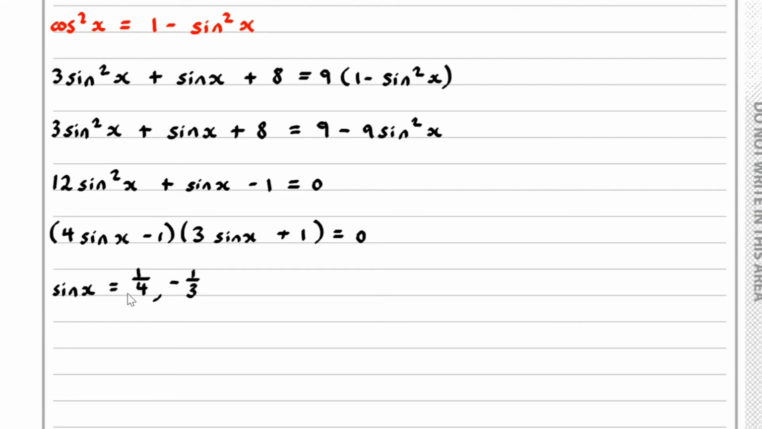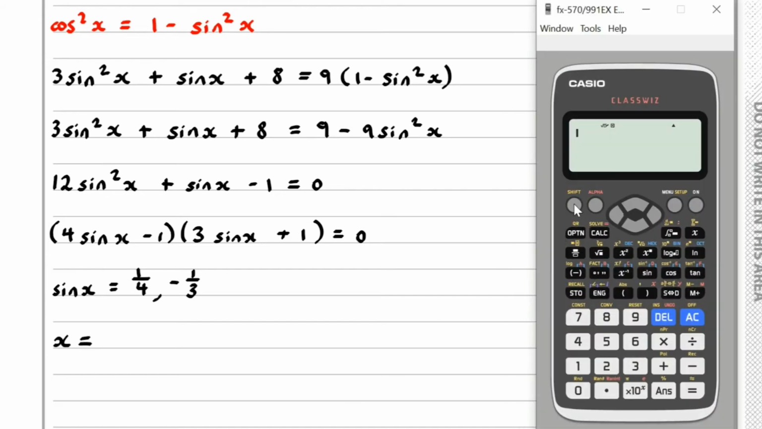So let's find out what x is. If I find the inverse sine of 1 over 4, I get 14.48. This is to 2 decimal places. And if I do 180 minus this, I get 165.52 degrees. Now if I take away 360, because the graph repeats every 360, I get something smaller than minus 180, so I can reject that value.